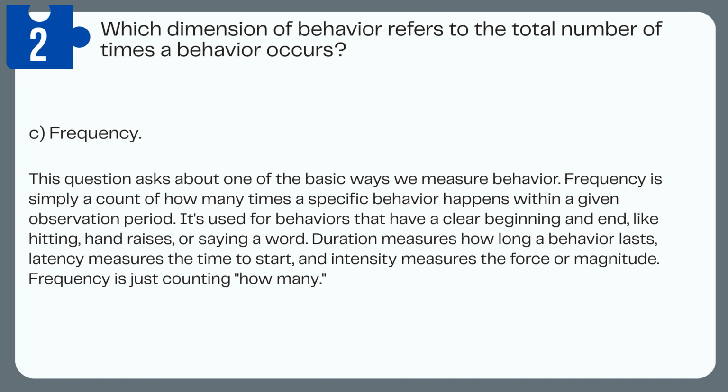Frequency is simply a count of how many times a specific behavior happens within a given observation period. It's used for behaviors that have a clear beginning and end, like hitting, hand raises, or saying a word. Duration measures how long a behavior lasts, latency measures the time to start, and intensity measures the force or magnitude. Frequency is just counting how many.